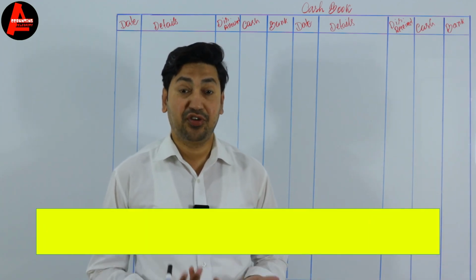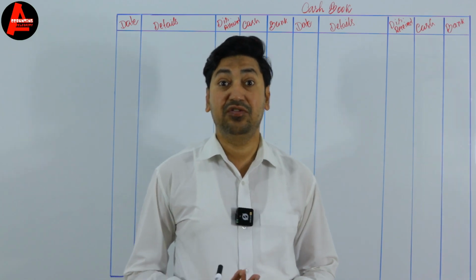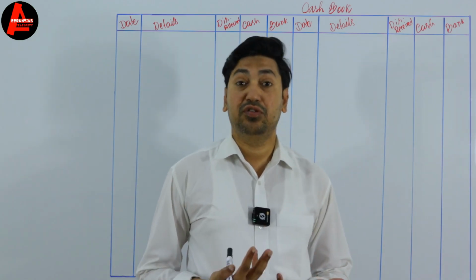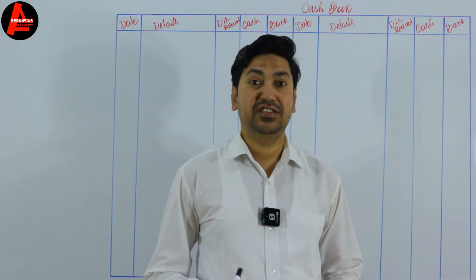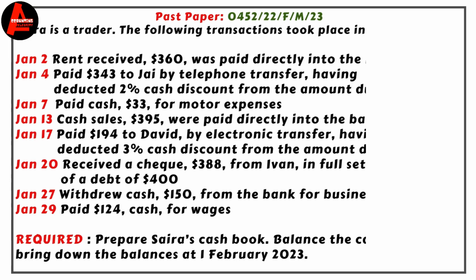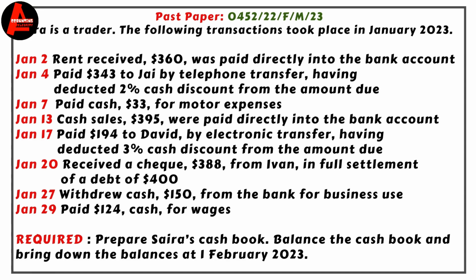Okay, so for your better understanding, today we have taken a question from the 2023 IGCSE exam paper. Before we start, let us have a look at the question on the screen. Sarah is a trader. The following transactions took place in January 2023. So here we see 11 transactions. Then we are required to bring down the balance at 1st February 2023.